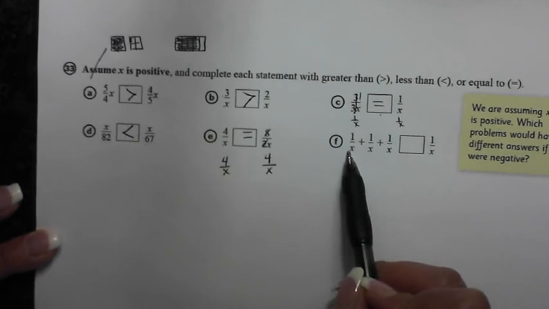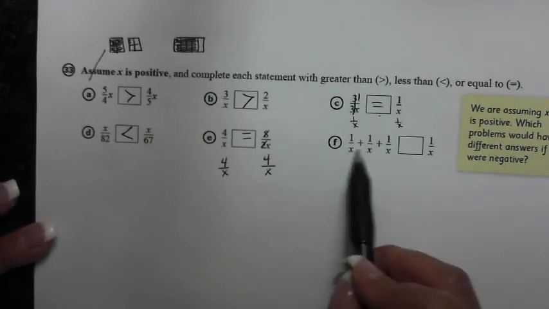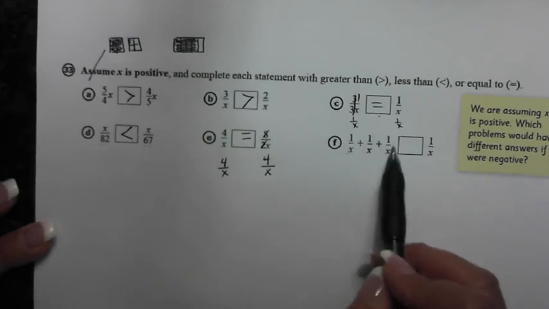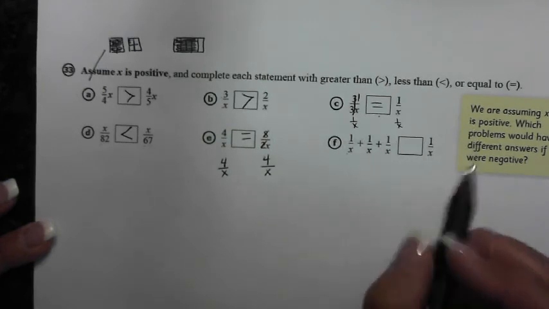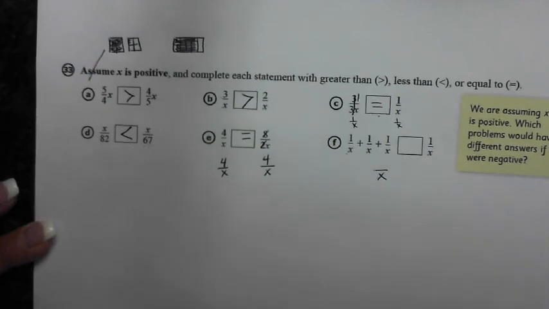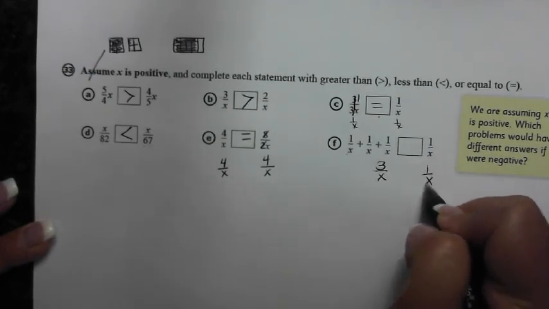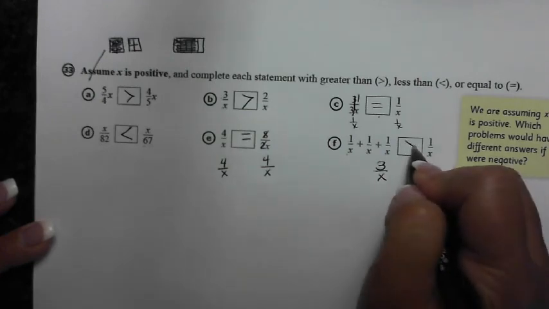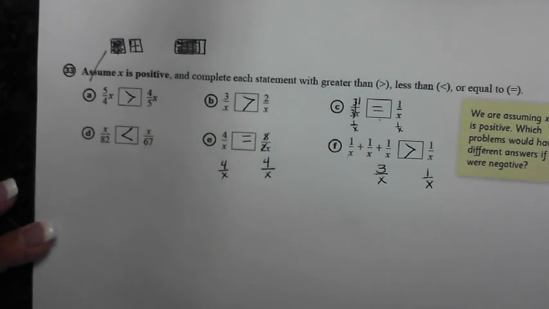Here, what do we have to do? Well, if we add these up, 1 over x plus 1 over x plus 1 over x. Remember, when we're adding, the bottom doesn't change. x stays the same. How many of them do we have? We have 3x, and now we're comparing that to 1x. So this one is going to be larger.